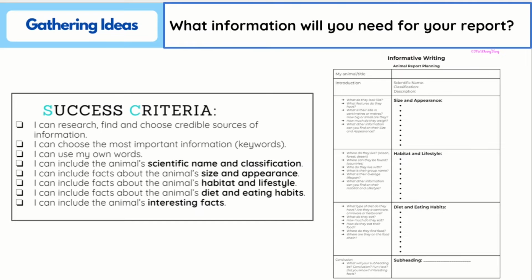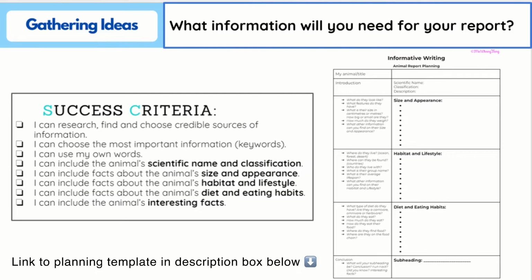What information do you need? Well, always check your criteria like what we have just done. So check your criteria to see what you need to include, and then you can also use a template to put all the information that you have gathered. So you can use your own template, or you can use an example of what I'm using here. I've created one that you can use too.